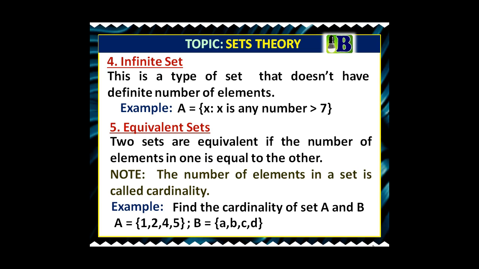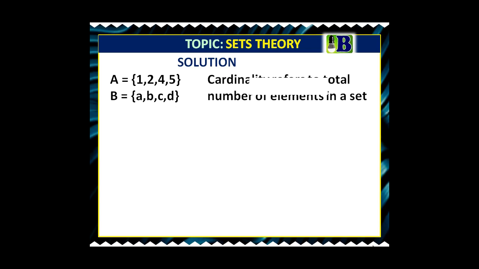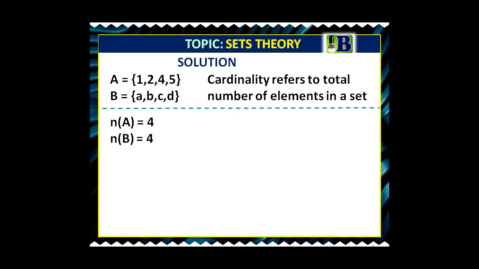Let's use this example to portray it so that you understand it. It says, find the cardinality of set A and B. Set A is 1, 2, 4, 5, which comprises figures, while set B comprises the alphabet A, B, C, and D. To solve this kind of problem, the first thing we are going to do is count the elements inside. The elements inside set A are just 1, 2, 4, 5, so if we count, we have 4 figures. Then we move to set B. The elements inside set B are also just 4. So the cardinality of set A is equal to 4, that is, the number of elements in set A is 4.